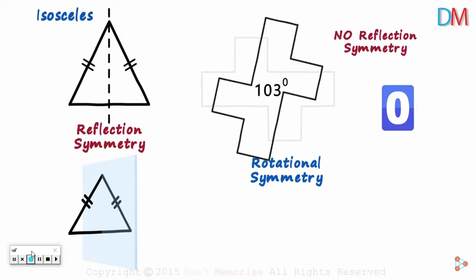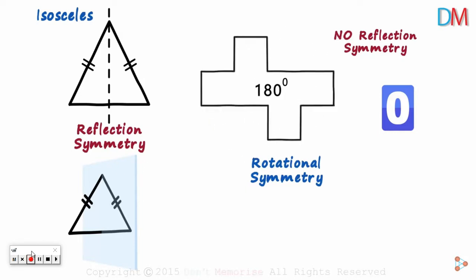Okay, so let's rotate the original shape by 180 degrees. And we see that it looks exactly like the original shape. It fits in perfectly. We see an increment of 1 on the counter.